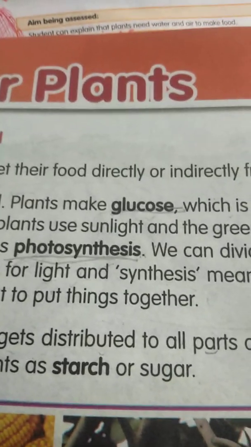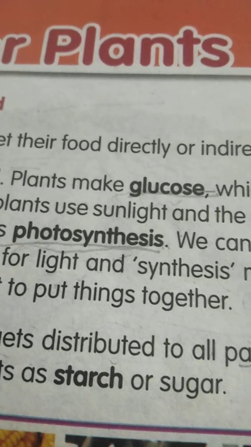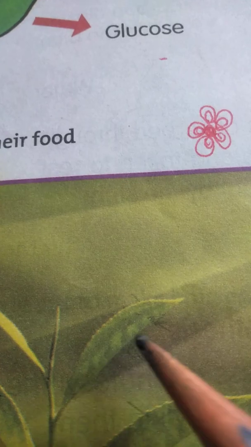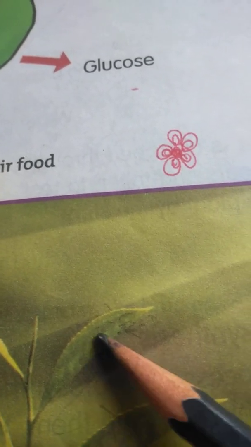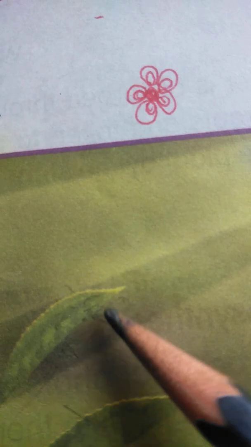What are the raw materials that plants need to make food? Carbon dioxide, right? So when you see this plant, here the leaves will prepare the food. The carbon dioxide enters the leaves through stomata. When you see these leaves, the leaves have pores, right? You can see the leaves have very small holes on the surface. These holes are called stomata.